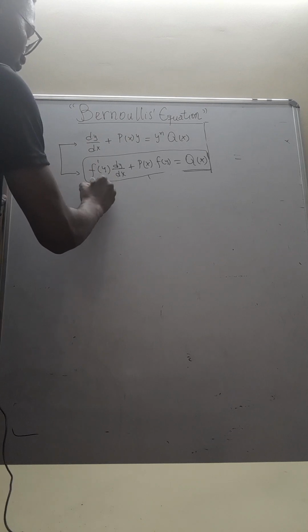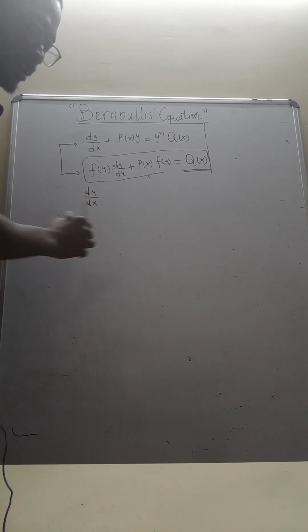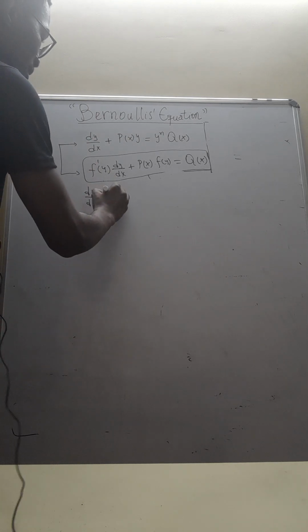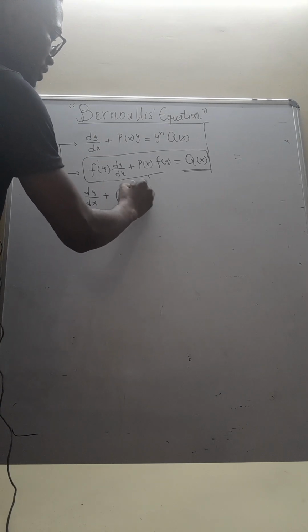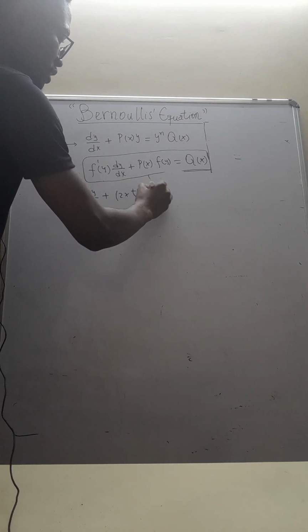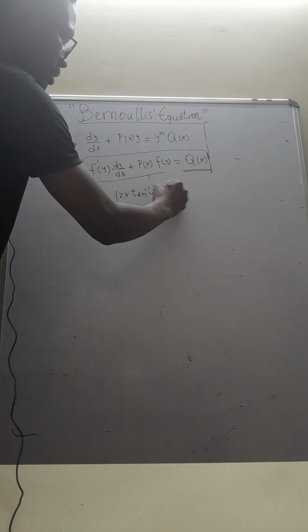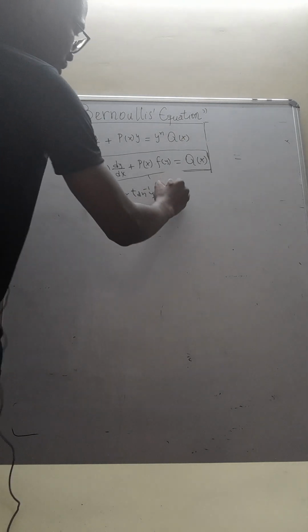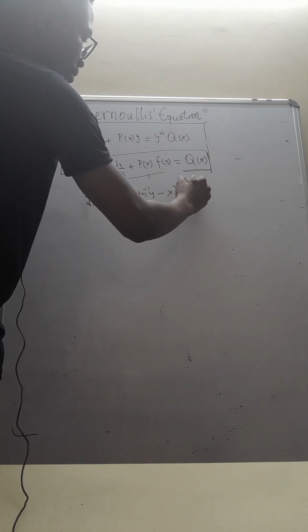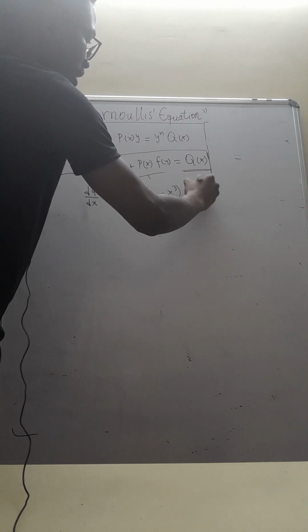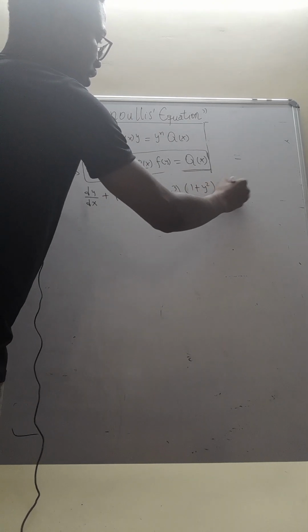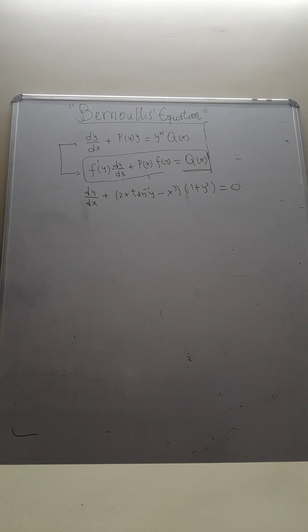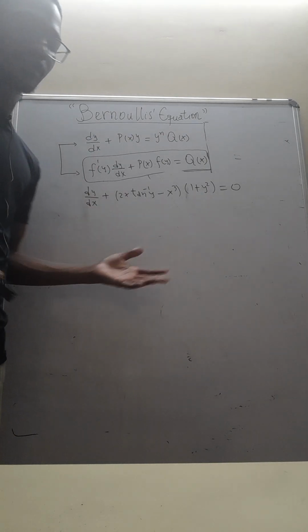Like we have dy dx plus 2x tan inverse of y, minus x cubed, and here it is multiplied by 1 plus y squared, is equal to 0. How to solve this exercise? How to solve this one?